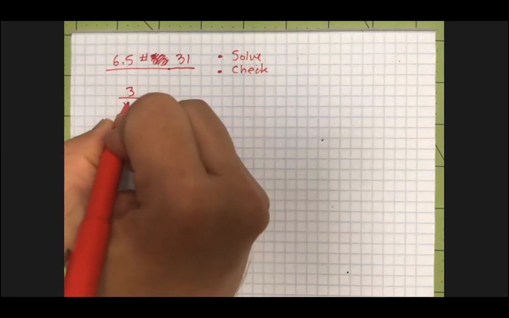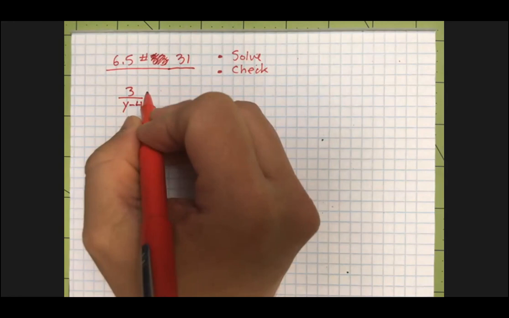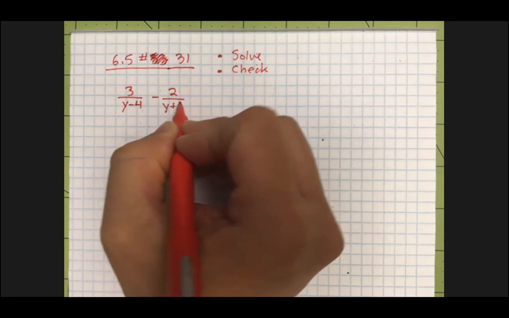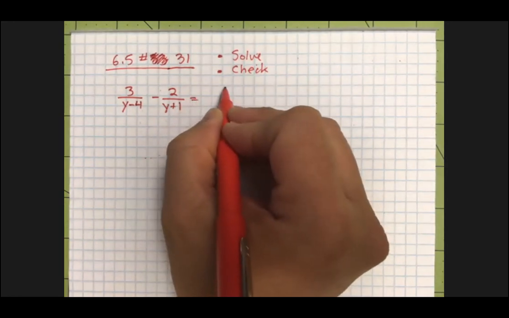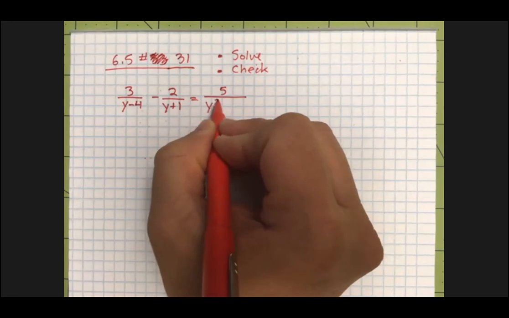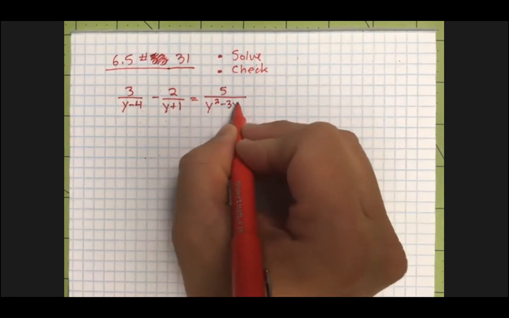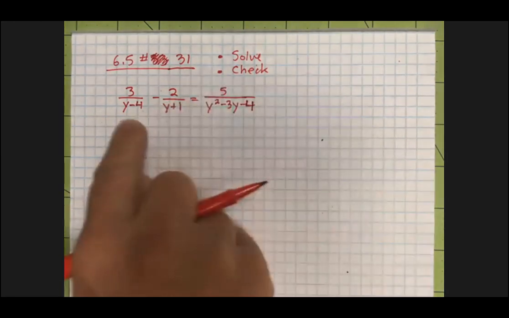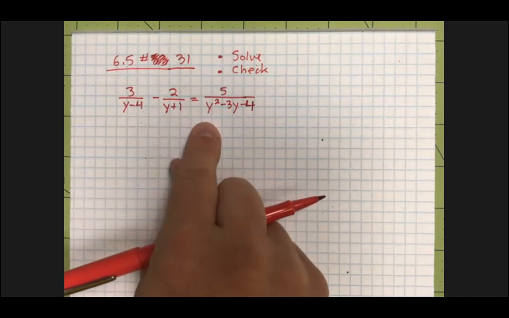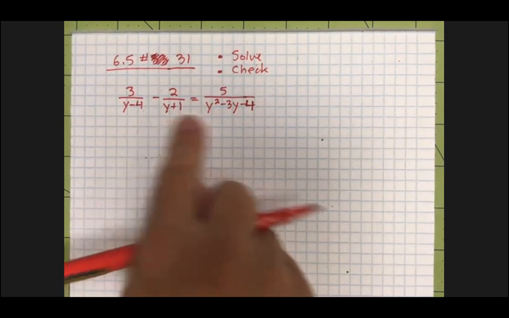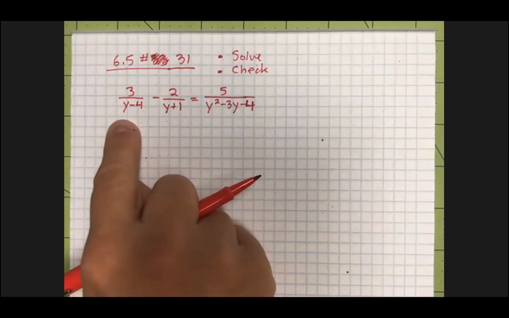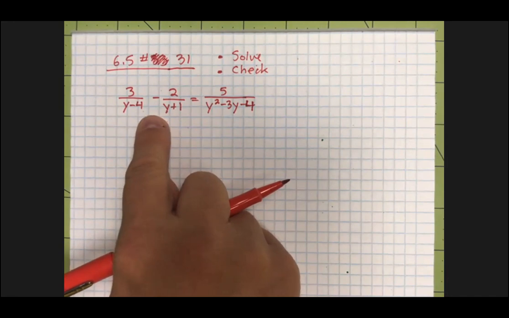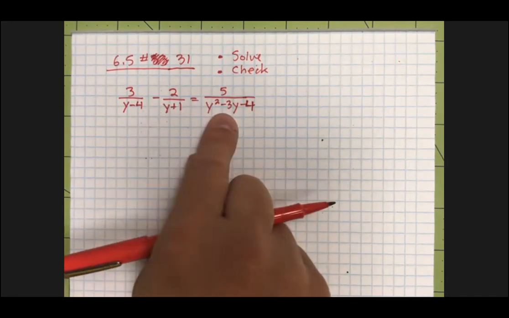3 over y minus 4 minus 2 over y plus 1 equals 5 over y squared minus 3y minus 4. So get into this habit with this. This is a rational equation. It's an equation made out of rational expressions, an equation made out of fractions of polynomials. Here, there are no polynomials at the top, sure, but it's still fractions made out of polynomials.